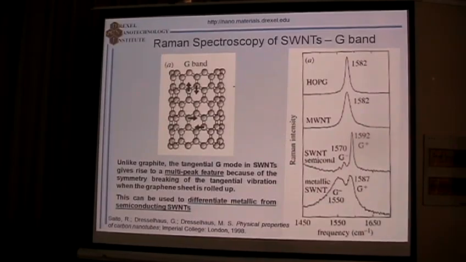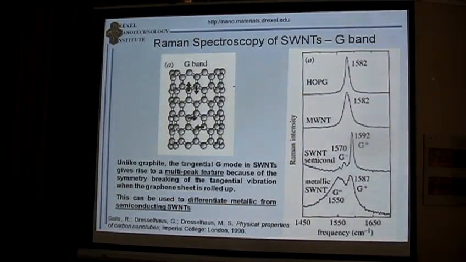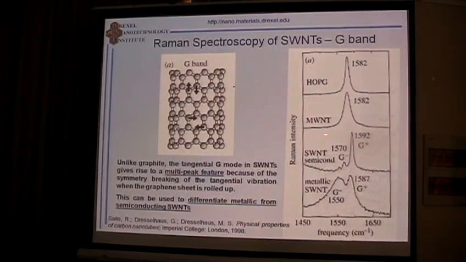If you have a bond in this direction or in this direction, you will see definitely certain changes in vibration frequency. As a result, you will see splitting of the Raman band compared to highly oriented pyrolytic graphite, so it's pure graphite, or multi-wall nanotubes, which can be considered as graphite. You just have typically broadening of the peak here. In single wall, double wall tubes, you will see broader peaks.